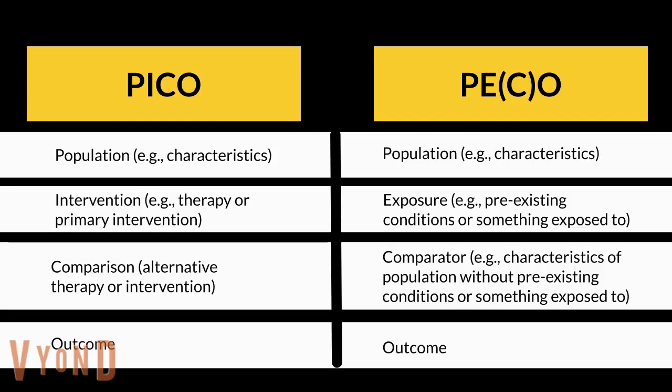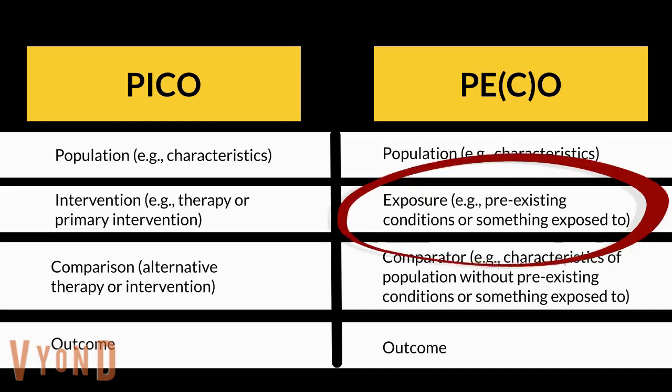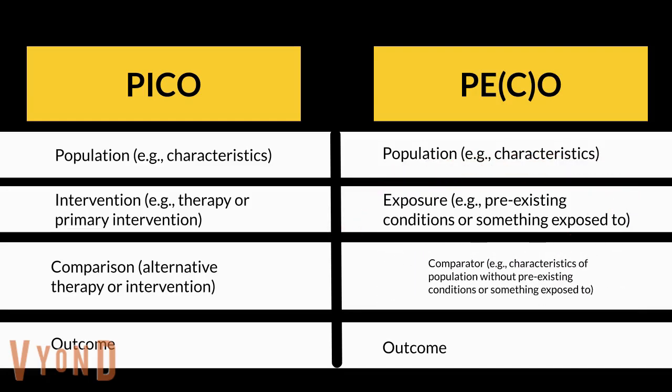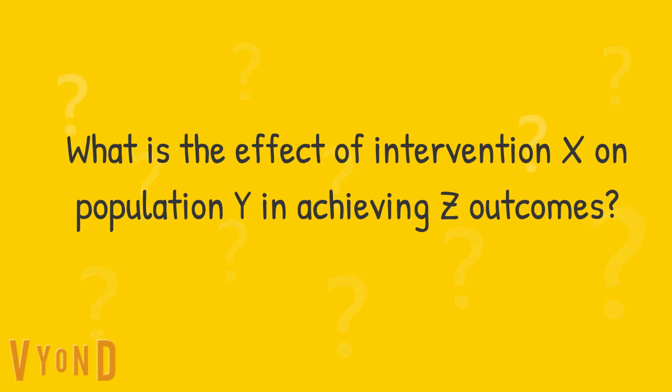PICO and PECO are the most common research question frameworks for systematic reviews. PICO can be used to answer the type of well-formulated research question about intervention effects. PECO is a variant of PICO which looks at exposure rather than intervention. PEO is a simplified version of PECO when we remove the element of comparator. A classic question pattern is: what is the effect of intervention X on population Y in achieving Z outcomes?